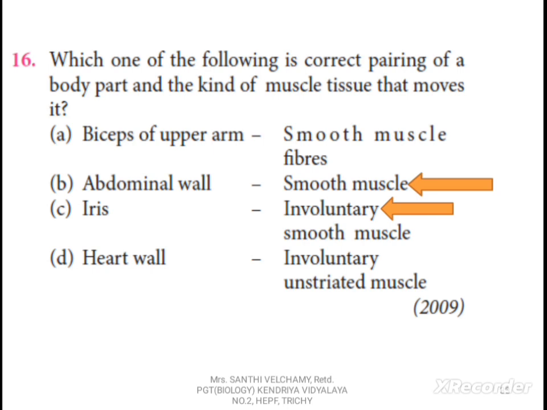The smooth muscles are called involuntary muscles. In action, these muscles are controlled by the autonomic nervous system. That is, they are not under the control of any animal's will. So the iris of the eye consists of smooth involuntary muscles, and abdominal muscles also have smooth muscles. When you observe, the biceps of upper arm is made of skeletal muscles, while the heart wall consists of cardiac muscles. So that's why the correct answer is B and C.